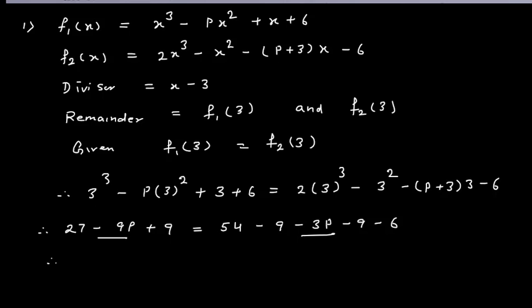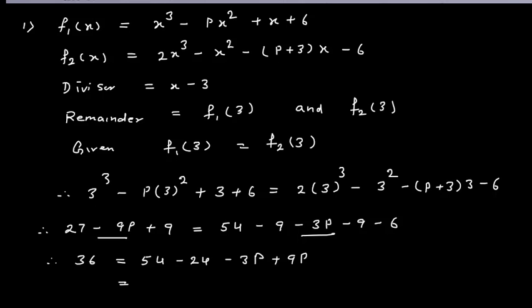Here if I add this 27 and 9, 7 plus 9 is 16, and 2 plus 1 is 3, so 36. Now this minus 9p I will move to the right. So 36 equals 54, then we have minus 9 minus 6, so 9 and 9 is 18, 18 and 6 is 24, so this is minus 24. Then we have minus 3p, and this minus 9p I moved to this side, so it will become plus 9p.